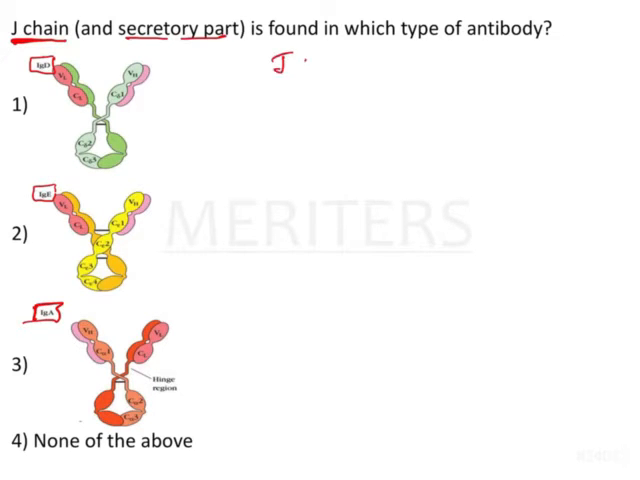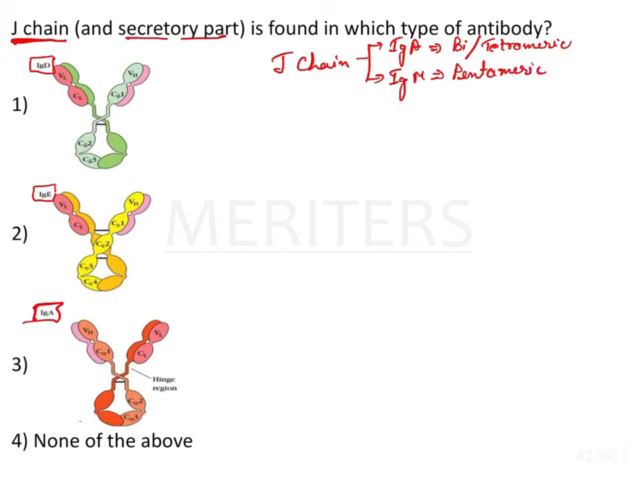The J chain is generally found in two types of immunoglobulin. Immunoglobulin A, which is generally dimeric, or it can be tetrameric as well. Then we have immunoglobulin M, which is a pentameric polymer, and that also has a J chain, which joins its various bivalent monomers. Okay, now here another part, that is the secretory part.